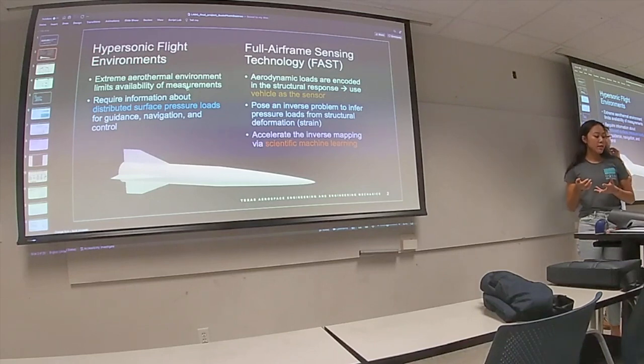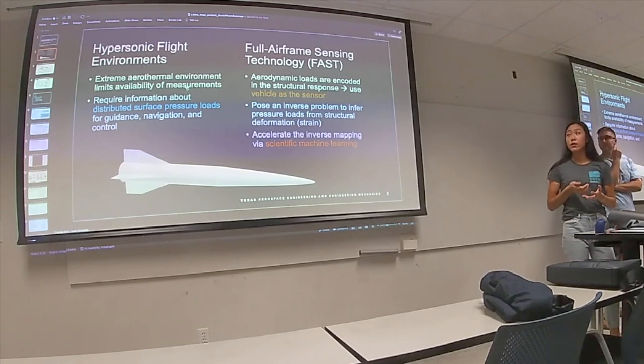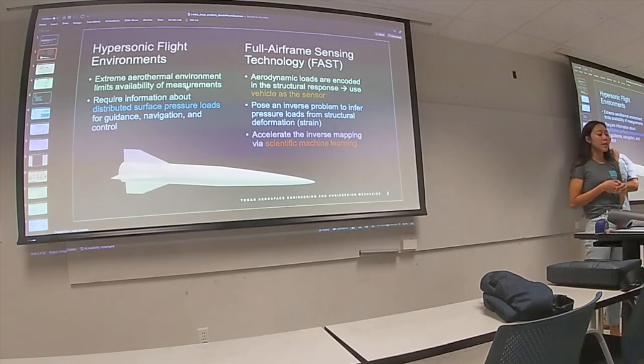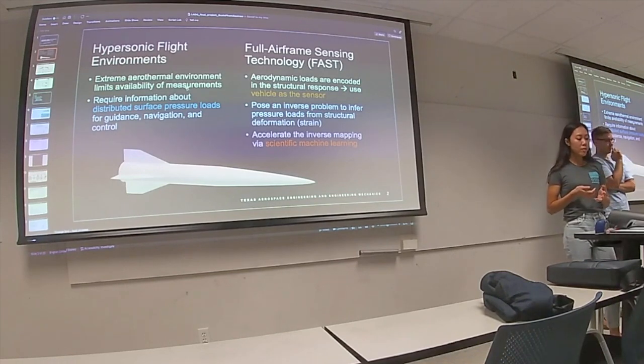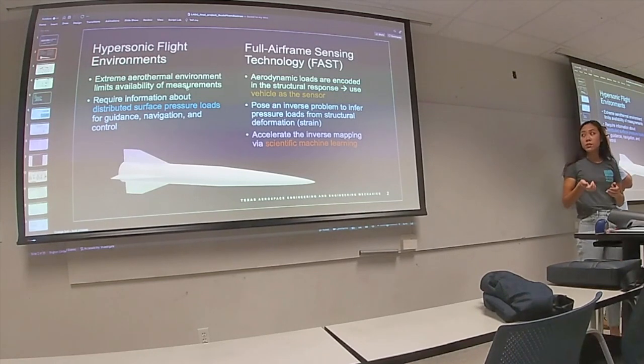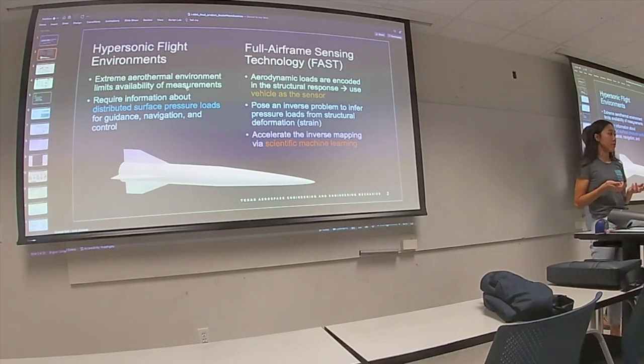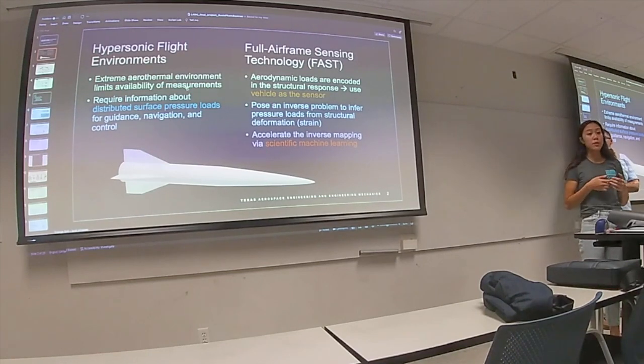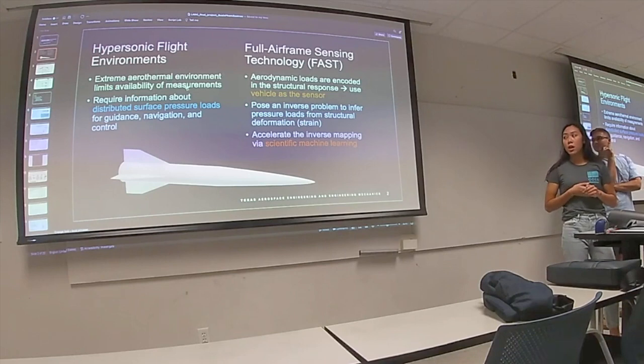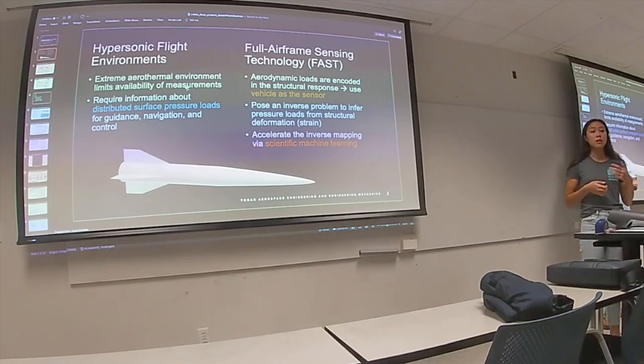To solve this problem, we have a novel strategy called FAST, which stands for Full Airframe Sensing Technology. The idea here is that the aerodynamic loads are encoded in the structural response of the vehicle. So we can think of this as using the entire vehicle as the sensor. To do this, we can pose an inverse problem to infer aerodynamic pressure loads from measurements of structural deformation, in our case, measurements of strain. But generally, inverse problems are really computationally expensive to solve, and we want to be able to do this in real time for a control system. So we're going to accelerate the inverse mapping using machine learning.